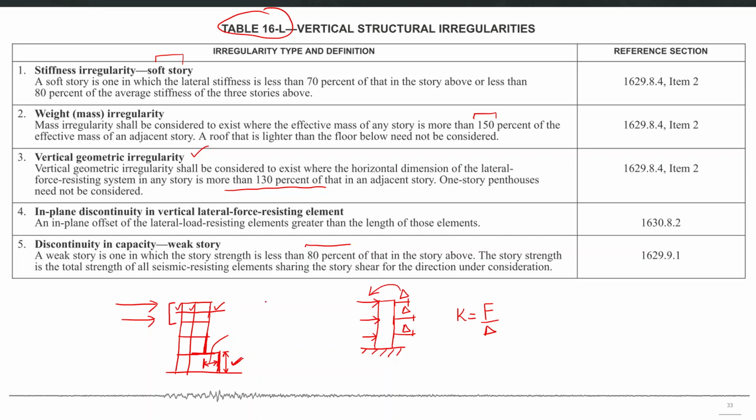So if any story has a strength less than 80% of the story above it, then it is called a weak story. There is a concept of weak story which is related to the strength of a story, and there is a concept of soft story which is related to the lateral stiffness of that particular story.